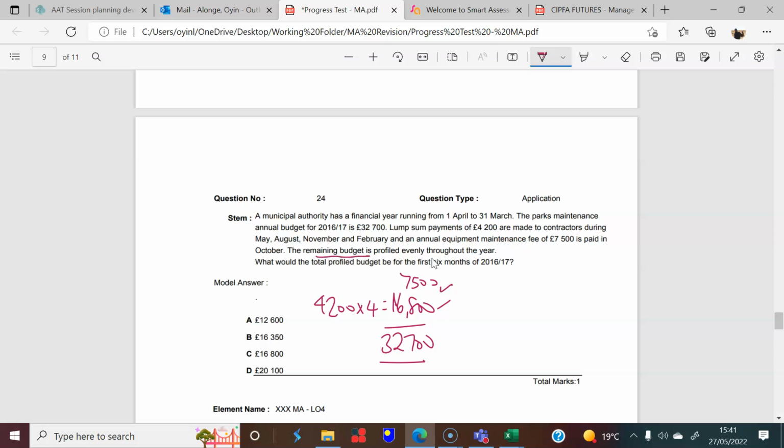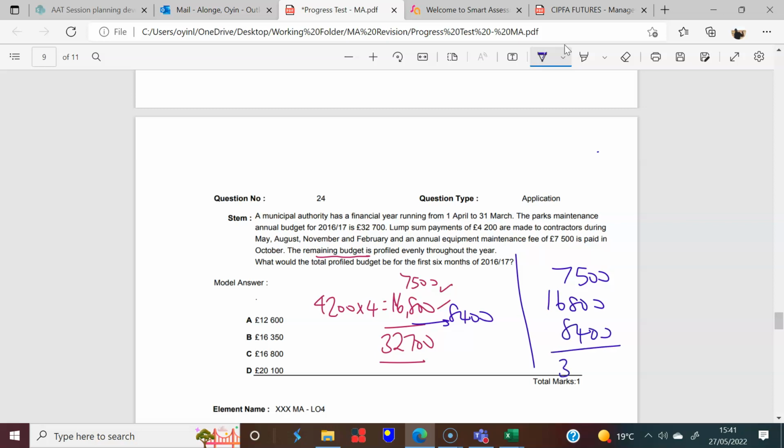So the question here is, well, what's outstanding? Because it says the remaining budget. So what's outstanding is 7,500 plus 16,800 minus 32,700. I'll just use a different pen color, a final difference of 8,400. So what we have here are three things: 7,500, four lump sums of 4,200, which is 16,800, and a final budget of 8,400, all making the 32,700 being discussed here.